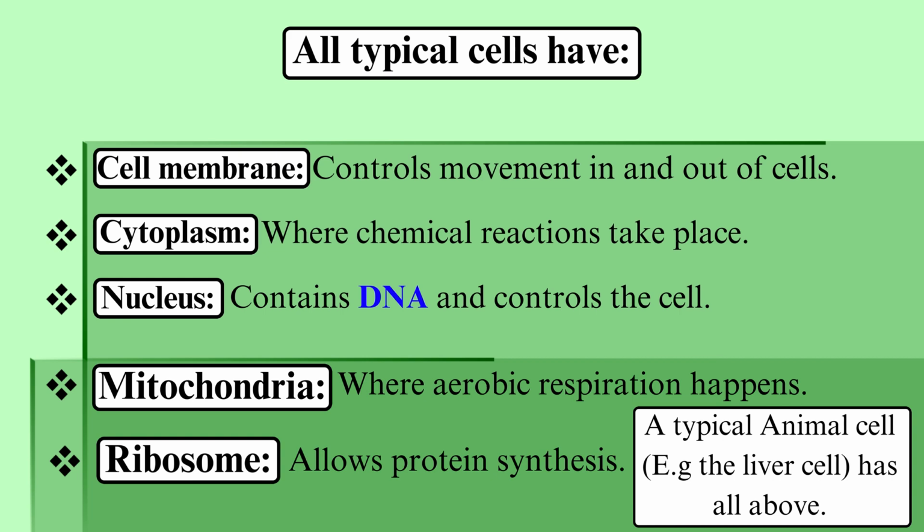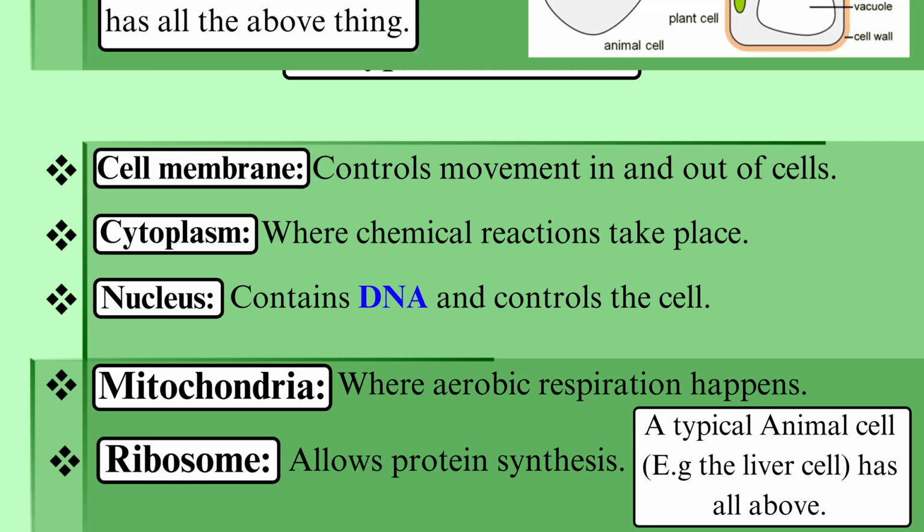Now we'll talk about the typical cells. Cell membrane controls movement in and out of the cell. Cytoplasm, where chemical reactions take place. Nucleus contains DNA and controls the cell. Mitochondria, where aerobic respiration happens. Ribosomes, where all proteins are synthesized. A typical animal cell, for example a liver cell, has all of the above.